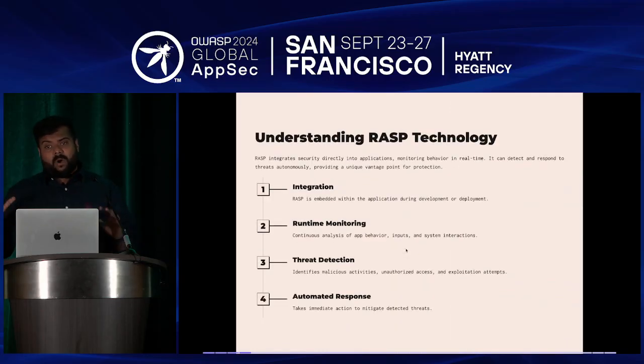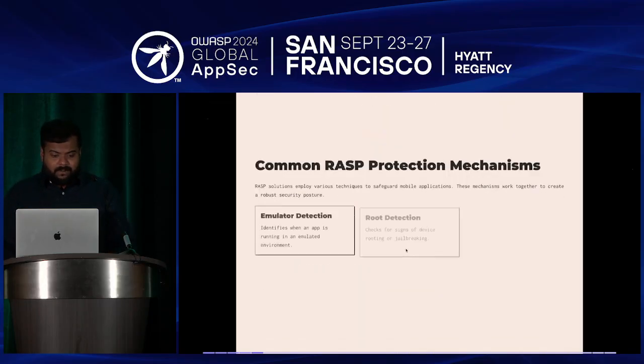To understand what technologies RASP is bringing to the table, we need to understand how it works. It works by integrating itself during an application development or deployment cycle. It does runtime monitoring of how the application behaves and understands the inputs and the system instructions. It understands threats and tries to prevent them. And it also gives you an automated response to those threats by taking immediate actions like closing the application or throwing an error message, right?